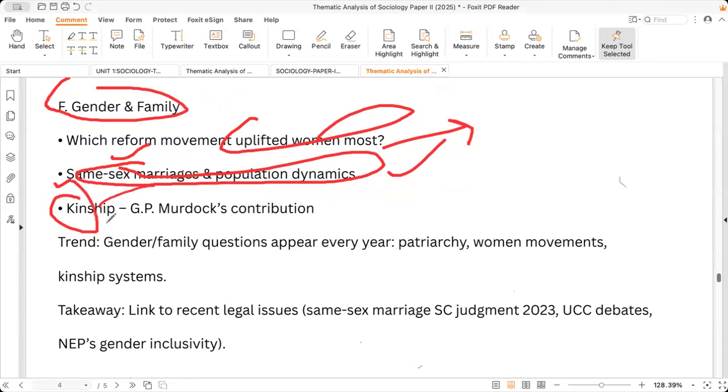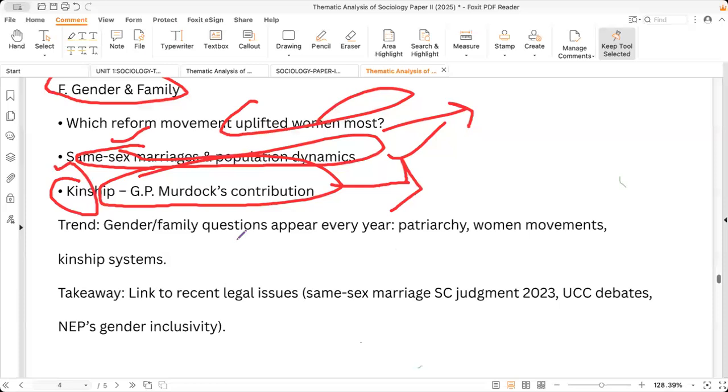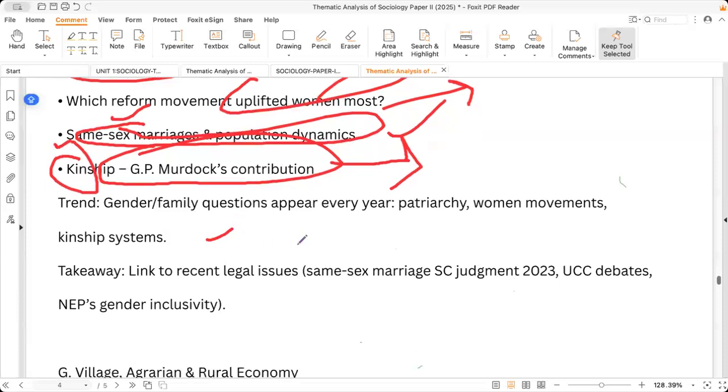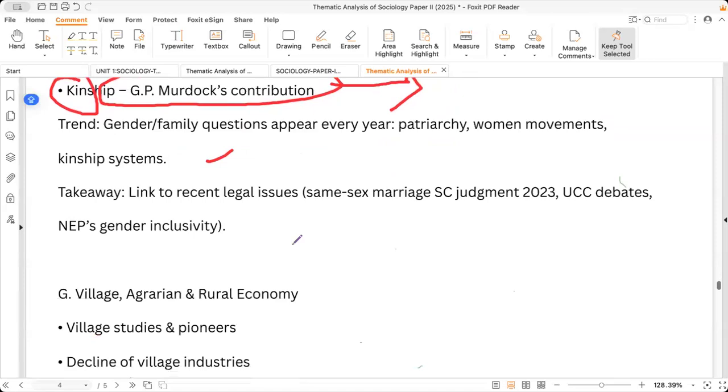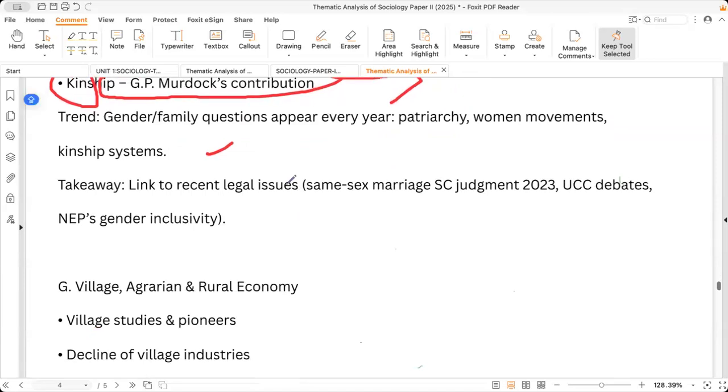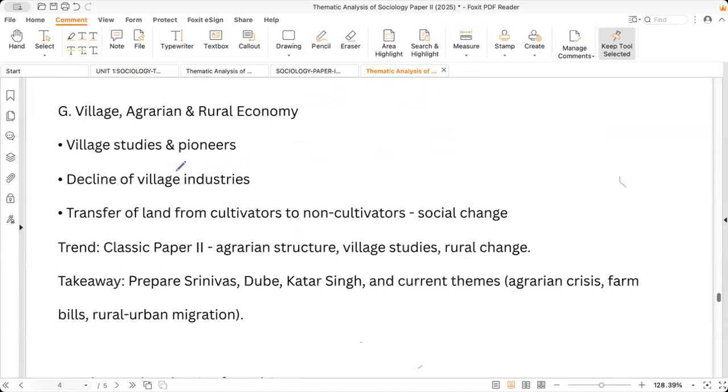Kinship, GP Murdock's contribution. GP Murdock has immense contribution. It has been covered, I think not in great detail, in Nitin Singhania and Sangwan in Sociology Paper 1 also. In anthropology, though, it is covered in great detail. So this is something important. And even if you read it and it is not coming directly, the use is immense. So the trend is that gender and family questions appear every year. Patriarchy, women's movements, and kinship systems, not movements, are very, very important.